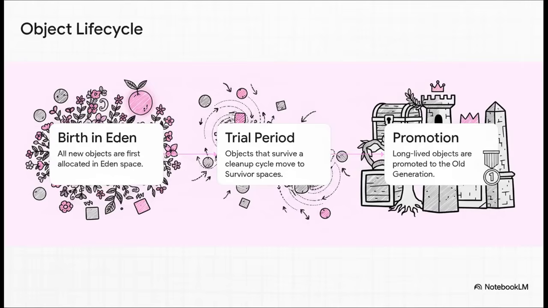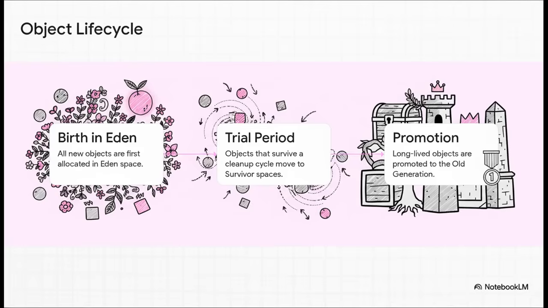Now, this warehouse isn't just one giant messy room. No, it's actually really cleverly organized. See, an object's life is like a little journey. It starts its life in a special area called Eden. If it manages to survive a quick cleanup, it moves to a trial area called survivor space. And if it sticks around long enough, proving its importance, it gets promoted to the main long-term storage section, the old generation.